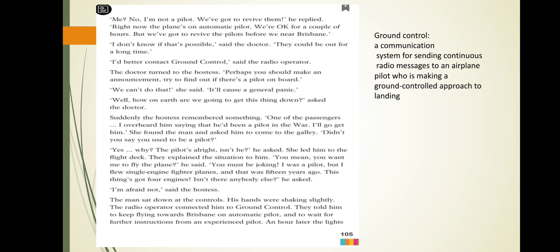The man sat down at the controls. It was a dangerous, alarming situation, and even though the man knew only a little, he thought to take control of the situation. So he sat down at the controls. His hands were shaking slightly because he was losing confidence. He was not having that much confidence.